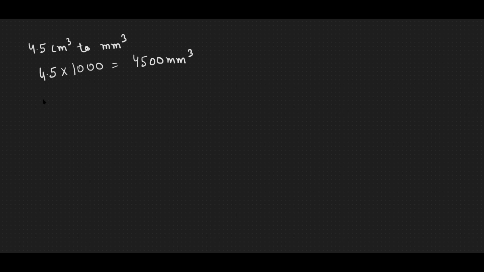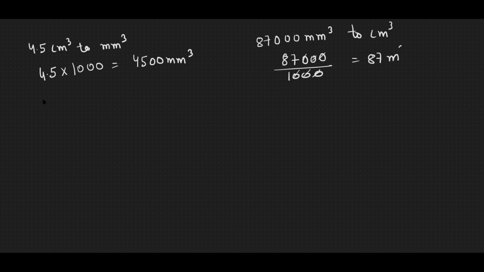And second one, we have 87,000 millimeter cube to centimeter cube. So smaller to larger, then we divide. 87,000 divided by 1000. Okay, so this will be 87 centimeter cube.